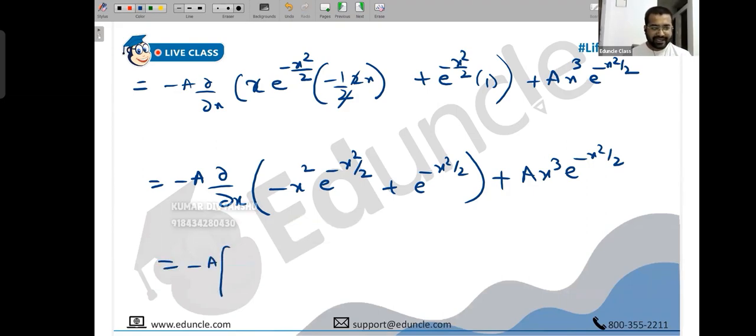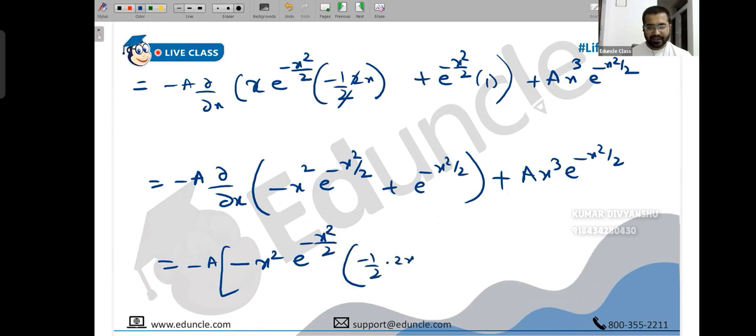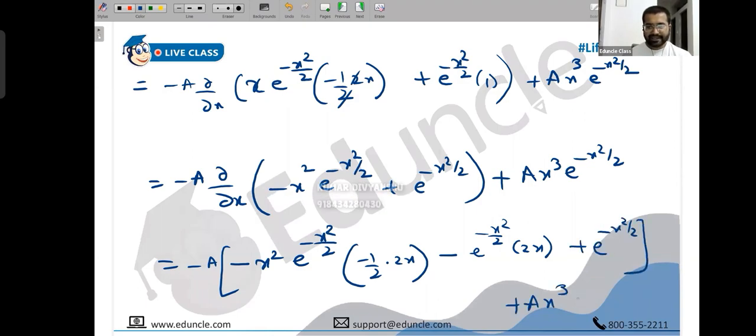So we have minus A into, once again, apply the derivative. Minus outside, x squared constant, derivative of this term: derivative of e raised to x is e raised to x, but I have to redifferentiate, so I have minus half and 2x. There is a minus sign, don't forget. Second constant, derivative of first: the derivative of x squared is 2x. There is a minus, don't forget: first constant derivative of second, minus second constant derivative of first. Plus e raised to minus x squared by 2, plus A x cubed e raised to minus x squared by 2. So these are getting cancelled. Good, great, nice, outstanding. We got the result, I think so.